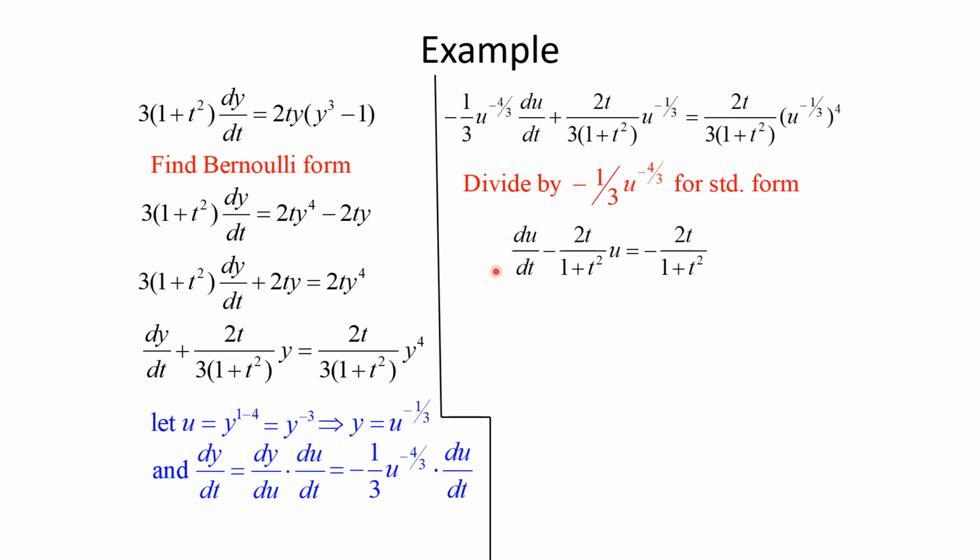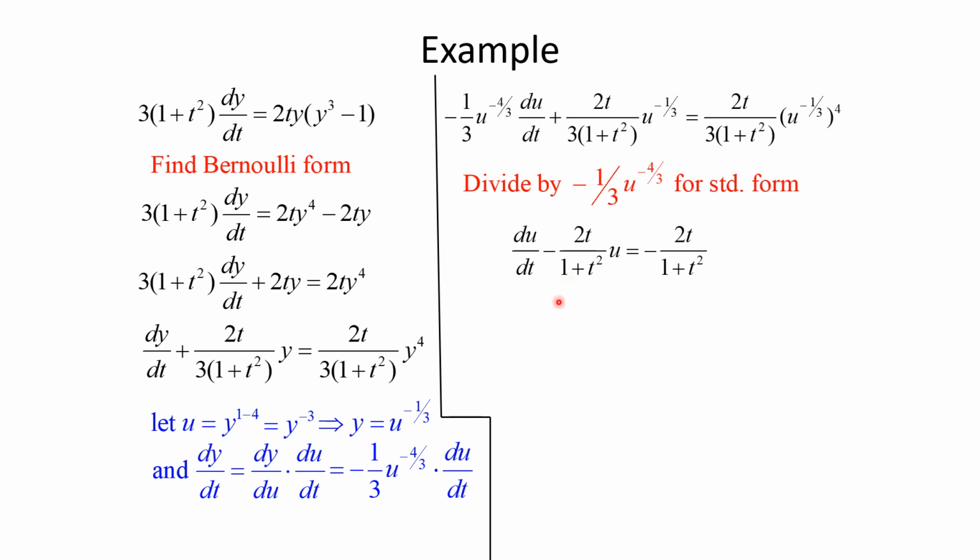And u to the negative 1/3 divided by u to the negative 4/3 will simplify to be u to the 1 power. Similarly, on the right-hand side, a positive divided by a negative gives us a negative. Those 1/3s will cancel each other out, so we're left with 2t over 1 plus t squared. Here we have u to the negative 4/3, and if I divide by u to the negative 4/3, it'll cancel out. So I'm left with du/dt minus 2t over 1 plus t squared times u equals negative 2t over 1 plus t squared.